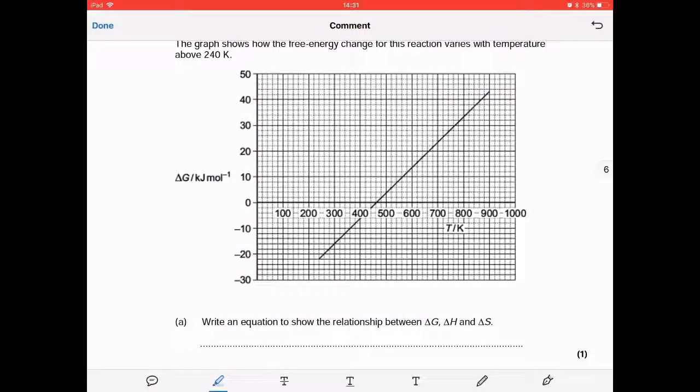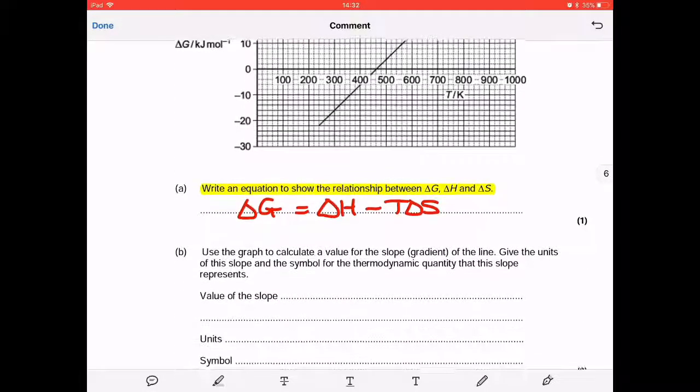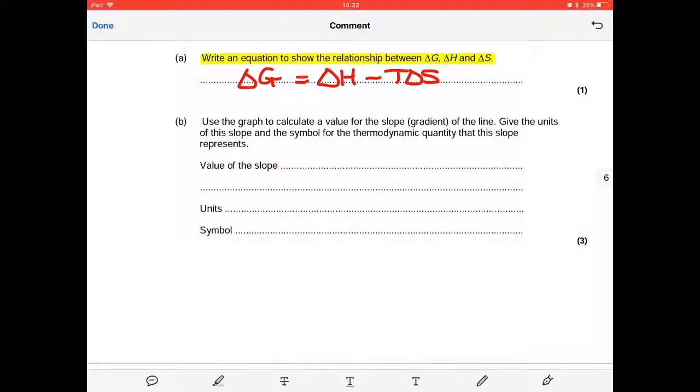Okay, in the next question, we're starting to look at the thermodynamics topic where you're going to be using Gibbs free energy. The first question asks you just to write down the equation that shows the relationship between these three terms. Hopefully by now everyone's aware that you should be able to recall delta G equals delta H minus T delta S. And as you can see above, that equation does take the form of a straight line, y equals mx plus c. And if we use that graph, we can actually calculate a value for the slope and then start to discuss a little bit about what that actually represents.